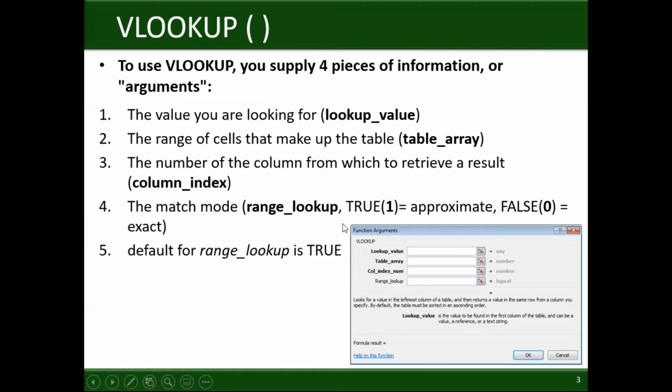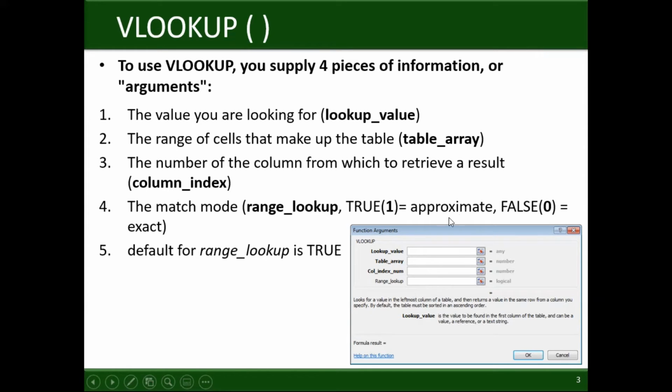Now look at the arguments. There are 4 arguments here. Lookup value means which value you want to search. Table array means in which location you want to search, you must define the table array. And which column you want to retrieve, you must define with a number. And range_lookup has 2 matching modes, true or false. True means approximately match, 0 means exact match. If you forget to give the range_lookup, automatically it will be taken as approximately match or true.